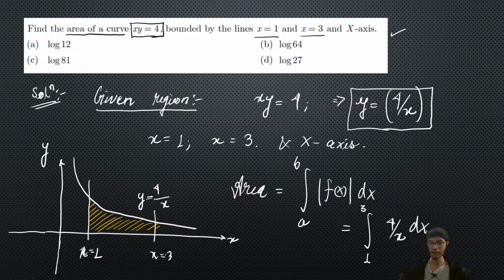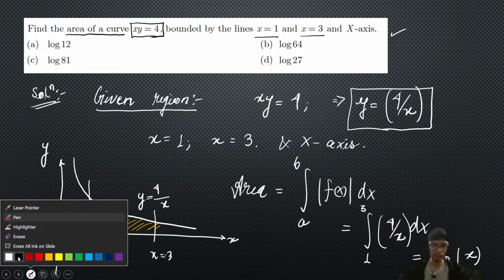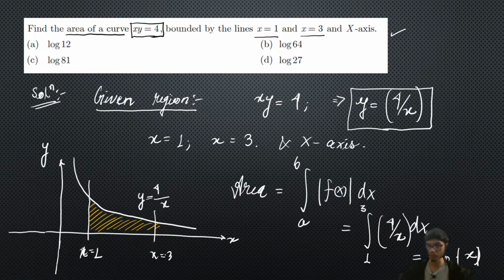Now the simple solution is basically to carry out this integral. We know that the integral of 1 upon x dx is equal to natural log x. So this is going to be ln of mod of 4, and since 4 is a constant it will come out, within the interval or limit 1 to 3.